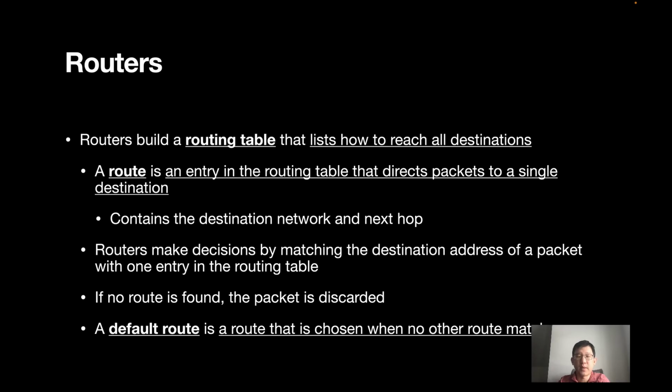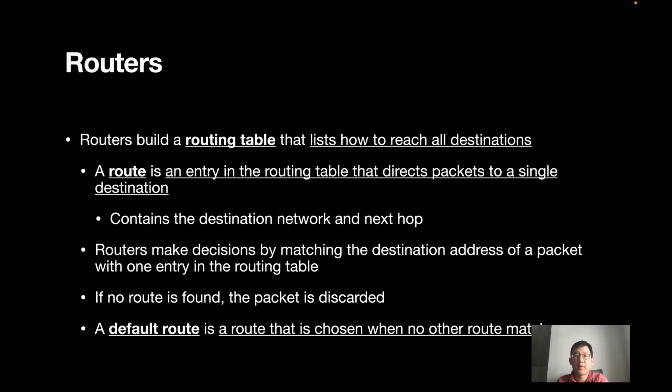Routers make decisions by matching the destination address of a packet with one entry in the routing table. And the key here is the matching of the destination address, and it does not check the source address. So that has security implications, and we're going to explore that in a future video. Now, if there's no route that is found in the routing table, the packets are discarded. Now, we can use something called the default route that can be used when no other route matches.